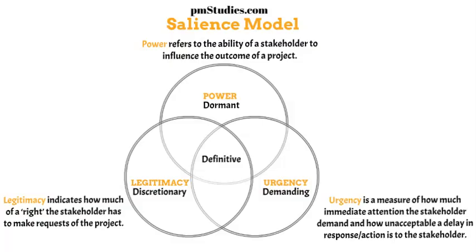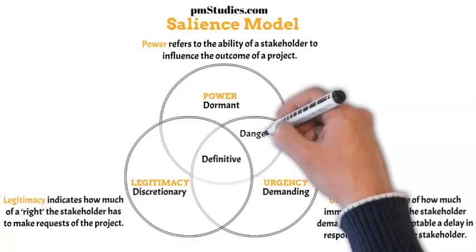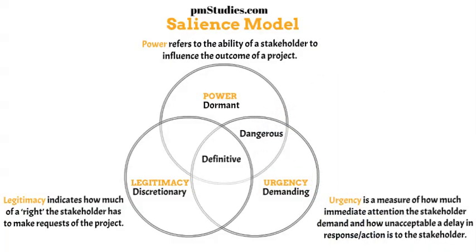Stakeholders who possess power and urgency but do not have legitimacy to their claims are considered dangerous stakeholders. This combination of power and urgency makes them crucial for the success of the project even though they are not directly involved in the project. As a project manager, you must meet their needs and keep them engaged and satisfied.